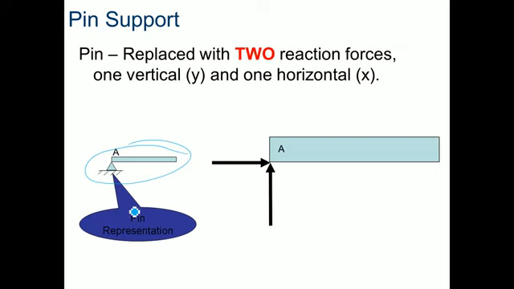And it's what they call a pin support. It has the triangle. All pin supports are going to have two reaction forces. One's going to be vertical on the y-axis, and then one's going to be horizontal on the x-axis. And they're labeled a little bit differently when we're looking at reaction forces. When I'm talking about the reaction force here, it's a joint at pin A.